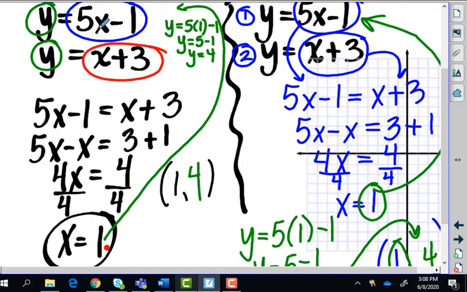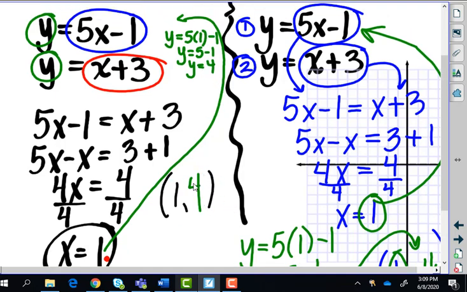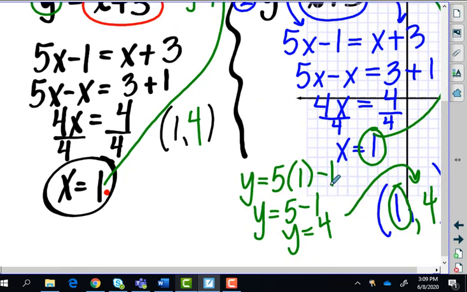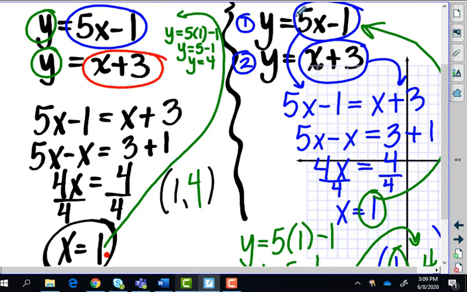Now, I really could substitute it into any one of them, doesn't matter. I usually ask a student. So let's say that Graydon told me to substitute into equation 1. Okay, so I'm going to put x as 1, so 5 times 1, take away 1, gives me 4. That would be the point (1, 4). That's using comparison method.